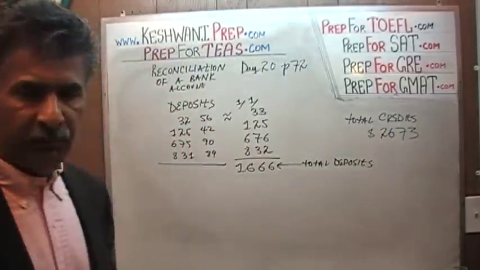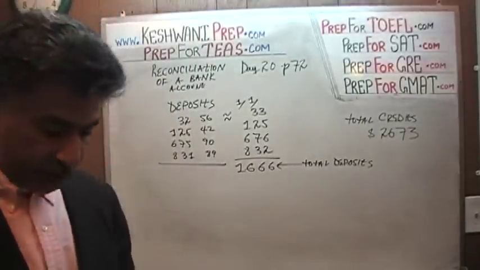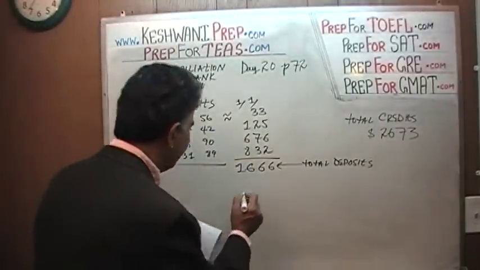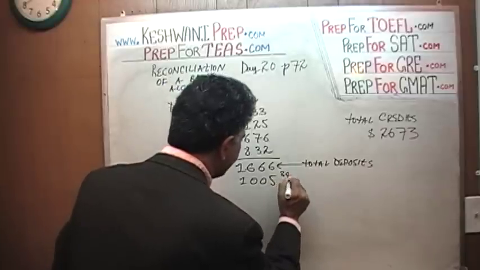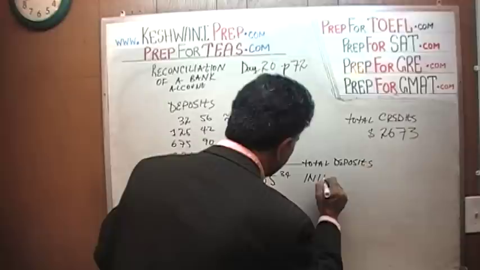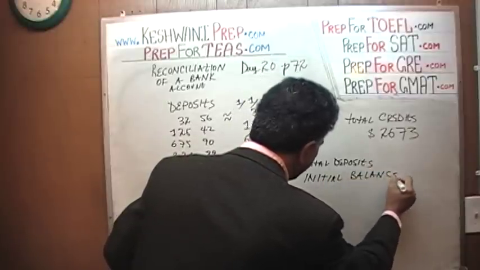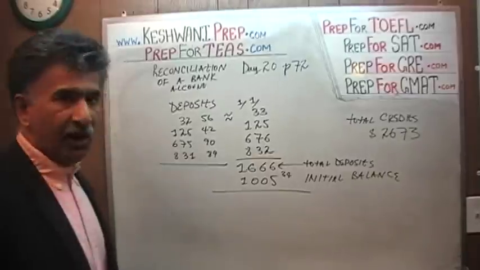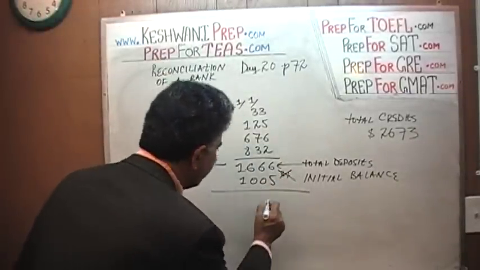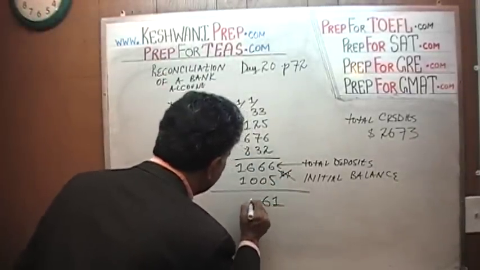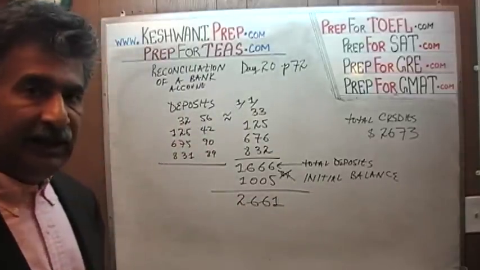Any other credits that we have to take care of? Of course, we have to take care of the amount that we started out with, which is the initial balance. Initial balance, we are told, is $1,005.34. This is the balance that we started out with. We're just going to ignore the 34 cents. We get 1, 6, 6, and 2. 2,661 so far.